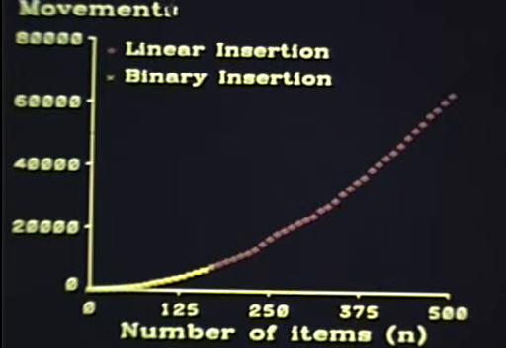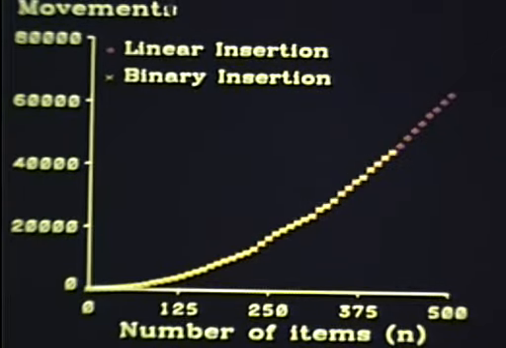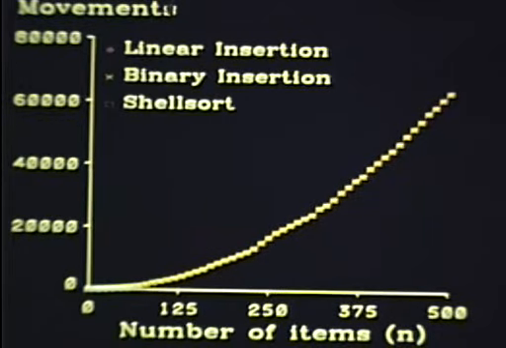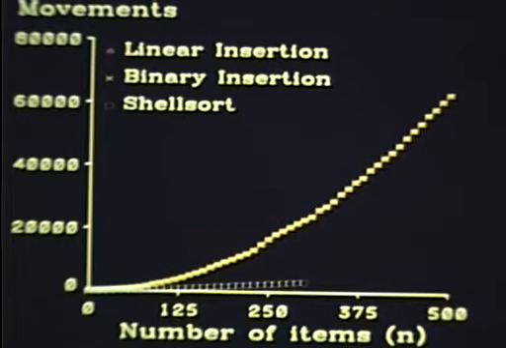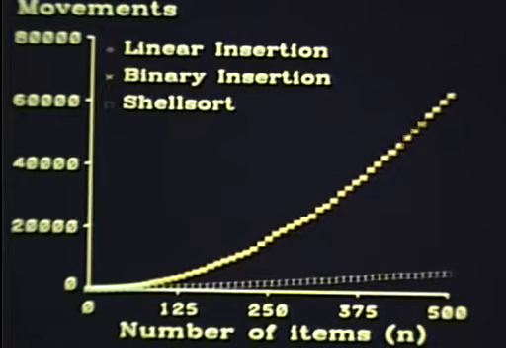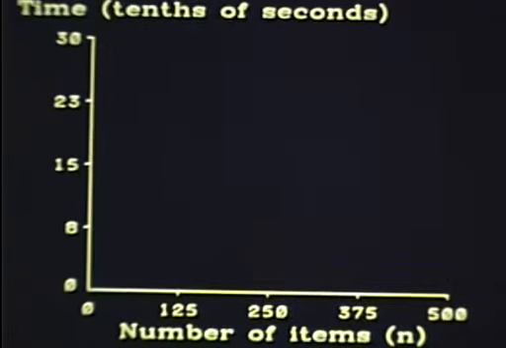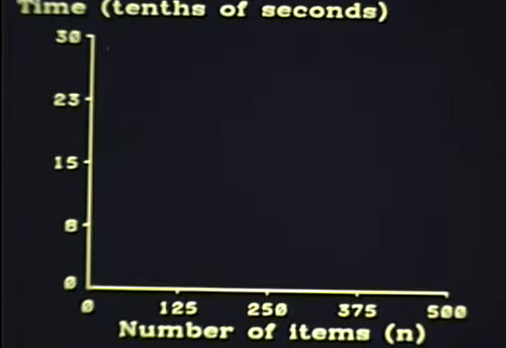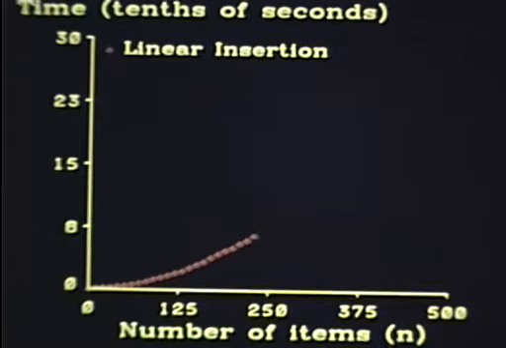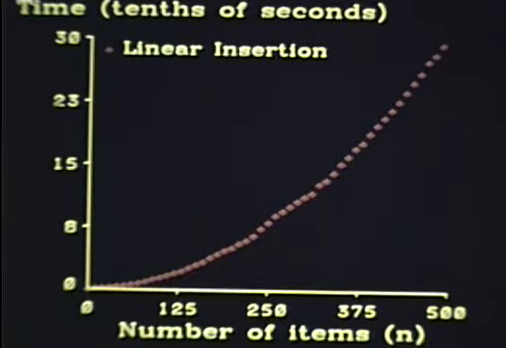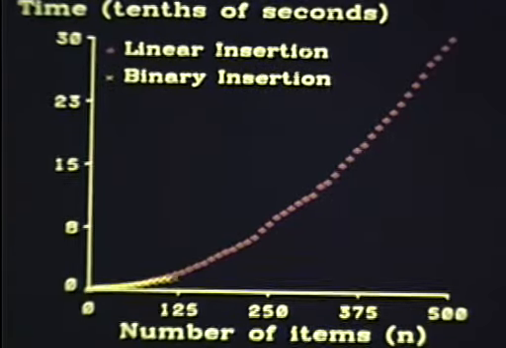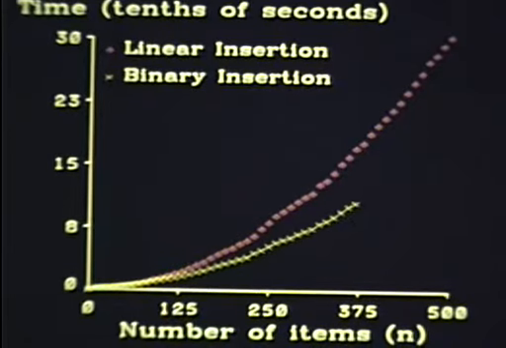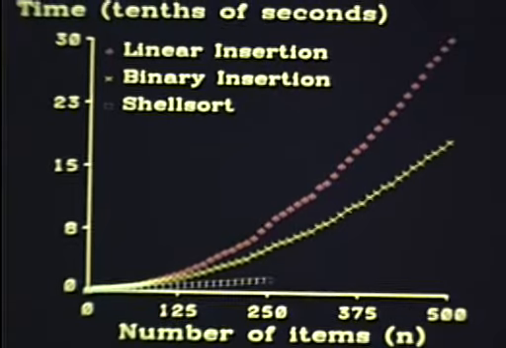Binary insertion makes the identical movements. The shell sort, however, yields a significant improvement. Total computation time is a function of both comparisons and movements. We have coded the algorithms as similarly as possible in the C language on a PDP 1145 computer. Linear insertion is clearly order n squared. Binary insertion yields a slight improvement. The shell sort yields a significant improvement.